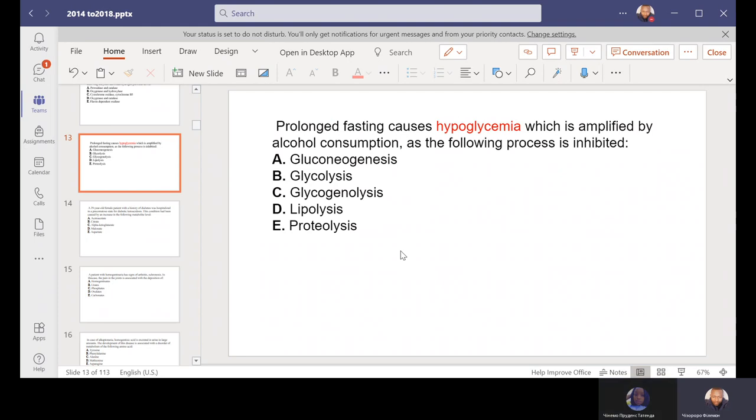The general pathway of ethanol metabolism leads to production of NADH. NADH is used for fatty acid synthesis, and the dihydroxyacetone phosphate formed can be converted into glycerol 3-phosphate. Then fatty acids plus glycerol form triglycerides, leading to liver damage, etc. The liver is the only organ where gluconeogenesis takes place, so if it is damaged, gluconeogenesis will not happen. That's how it's amplified by alcohol consumption.